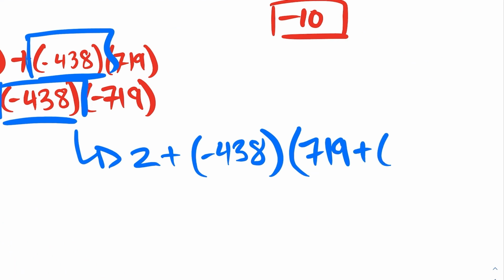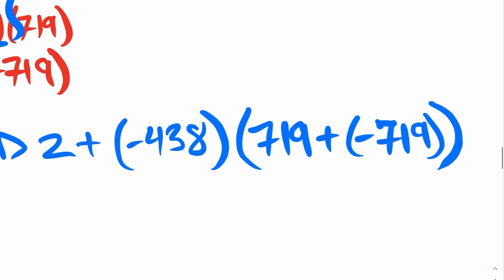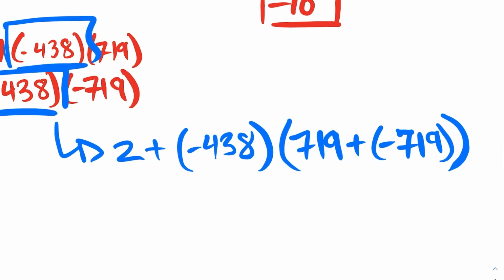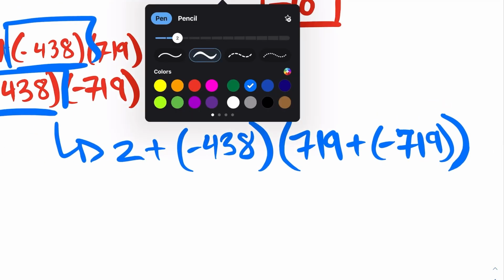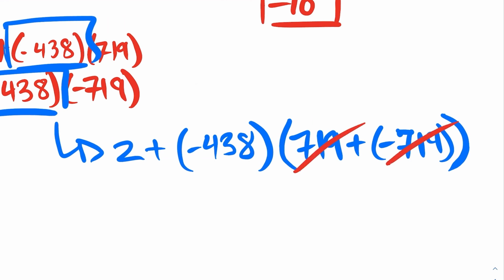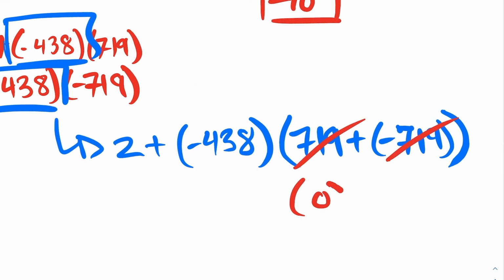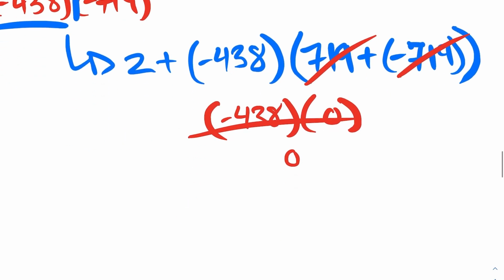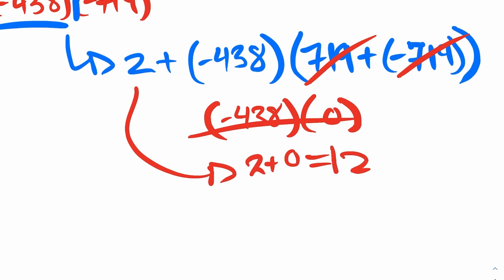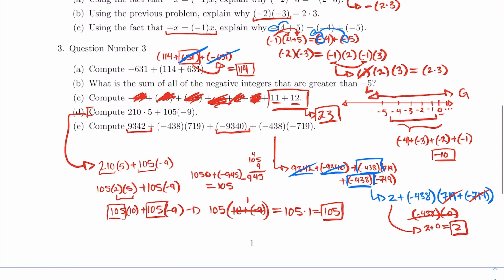719 plus negative 719. And what do I notice about 719 and negative 719? These are opposites, so we can cancel that out, and that'll be 0. Anything times 0 is just going to be 0, so negative 438 times 0 is 0, and so what we're left with is 2 plus 0, or just 2. And that is our answer for E.